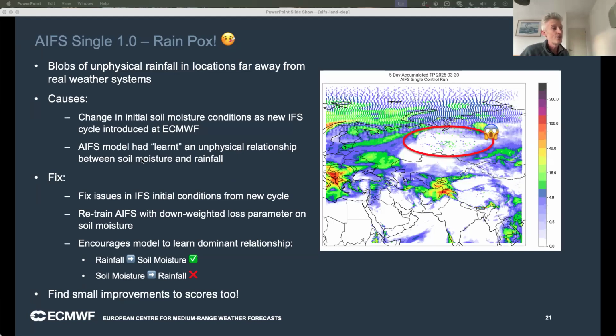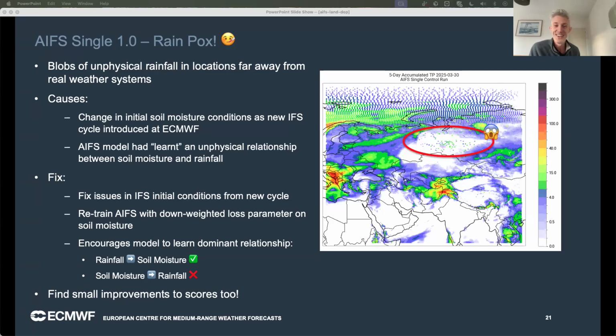But to go back to the rainpox, basically we had this new updated cycle at the IFS. So we had a new version of the IFS, new data assimilation. And what actually happened was the soil moisture conditions in this data assimilation product that we were now initializing this machine learning model from were quite different. So we'd implemented something new in the DA, which had actually broken things a bit. And actually that was me who had done that.